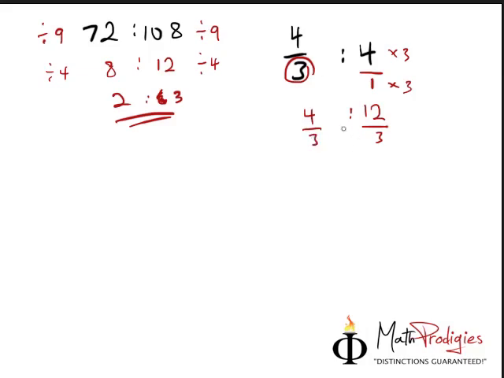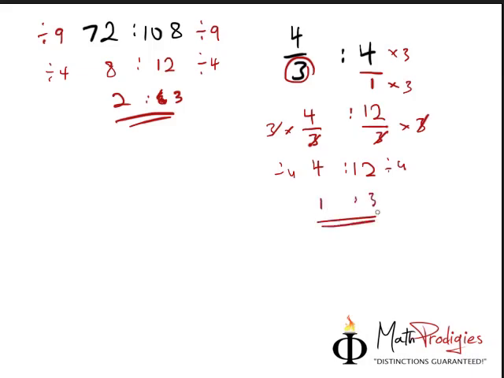What can we do next? We can immediately just remove the 3 below. Why? Because we are actually multiplying this whole thing by 3. So we cancel, cancel, cancel, cancel. What do we get? We have 4 is to 12. Looks similar again. Divide by 4. And what do we have? We have 1 is to 3. And that is the answer.